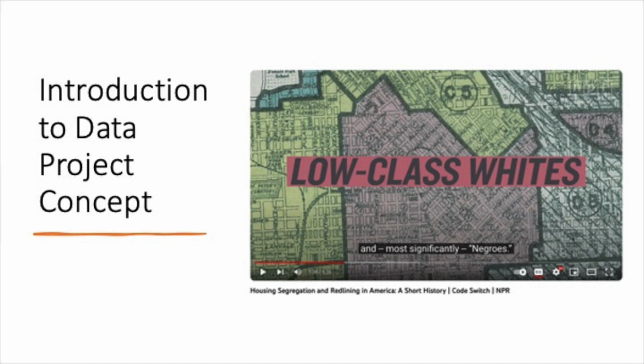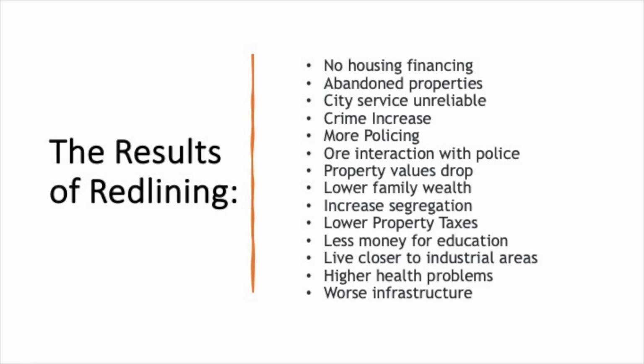I introduced students to the relationship of the maps by showing a short video produced by NPR, National Public Radio, called Housing Segregation and Redlining in America, A Short History. This video focuses on redlining based on the HOLC maps in Baltimore and explains how these policies still influence the quality of lives through property taxes, inequalities in housing, poor education, food insecurities, higher incidences of chronic diseases, increased crime, and increased interactions with police.